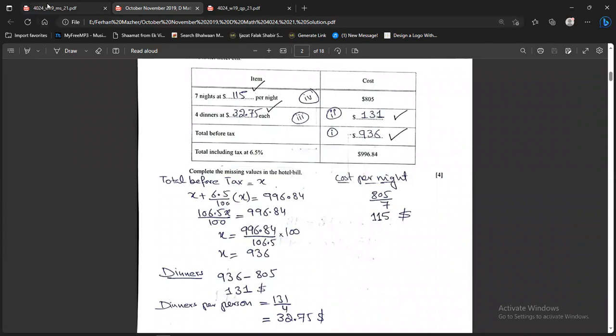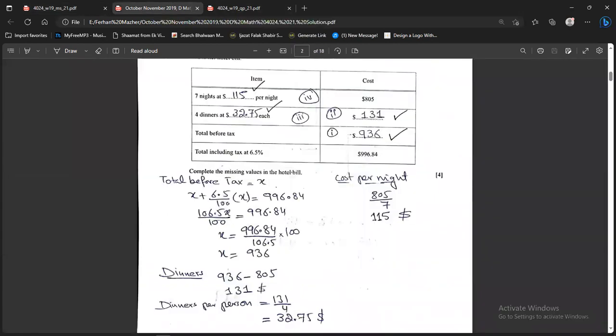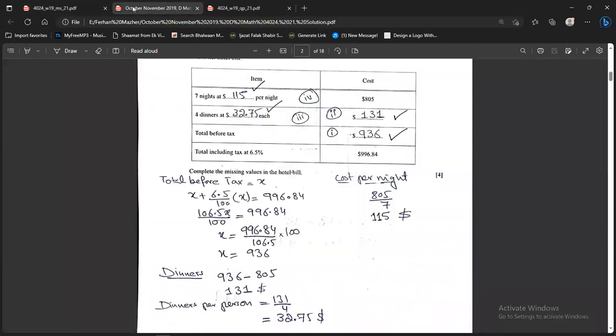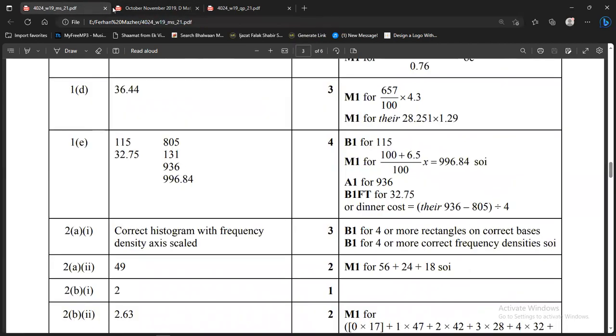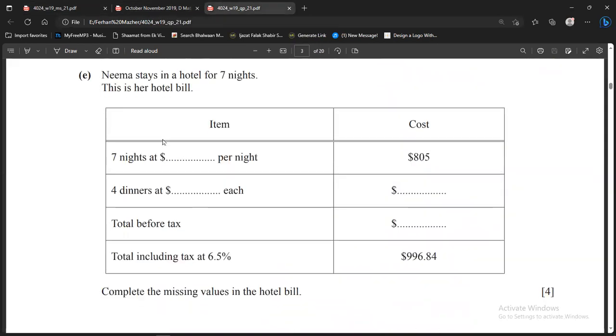And let's check. Okay, so you can see 115,805, 32.75, 131,936. And that is what we are talking about. Okay, so our answers are perfect. Hopefully you understand. This is the E part.